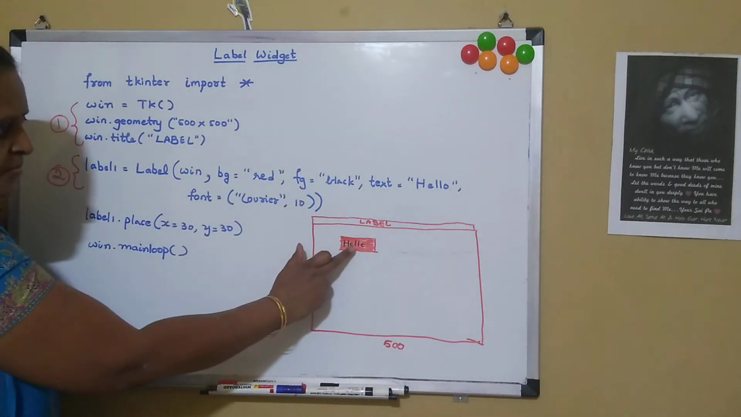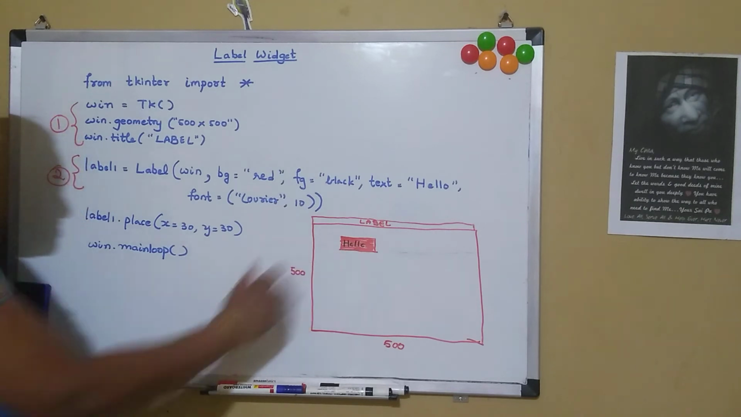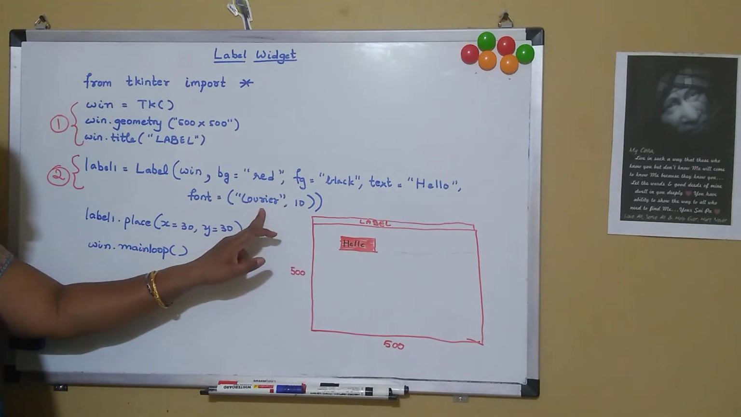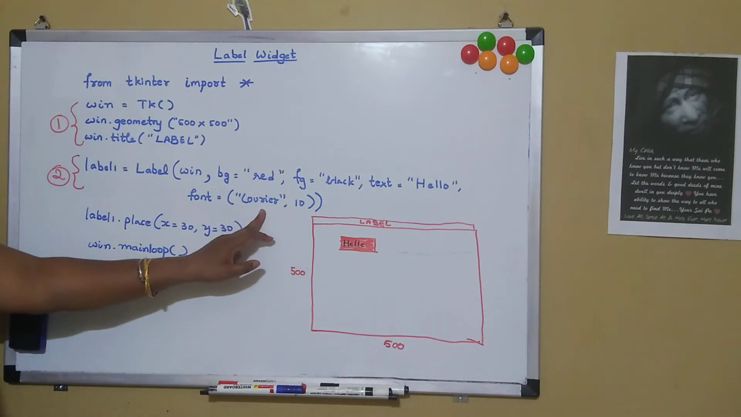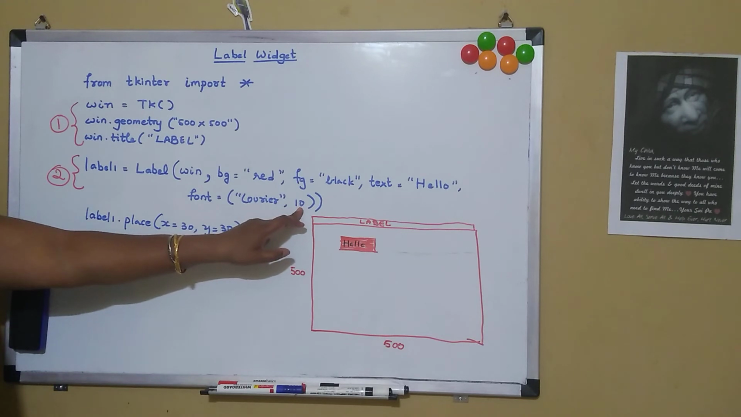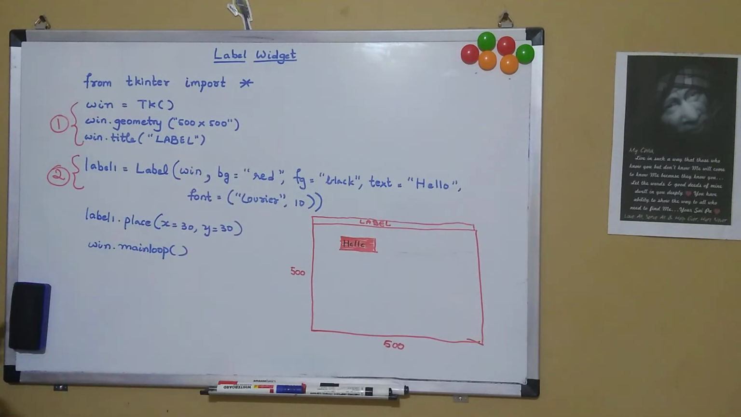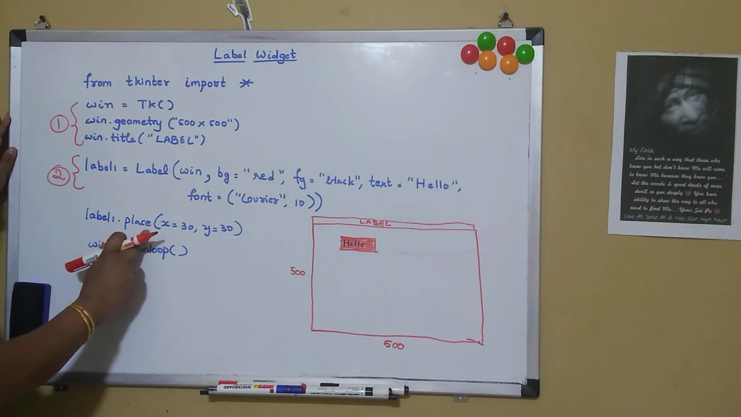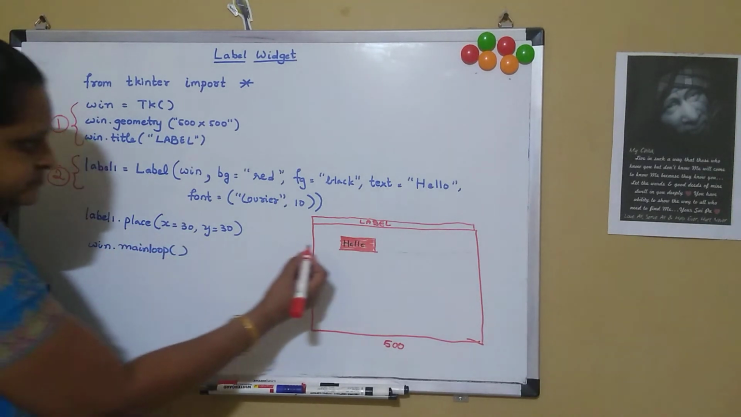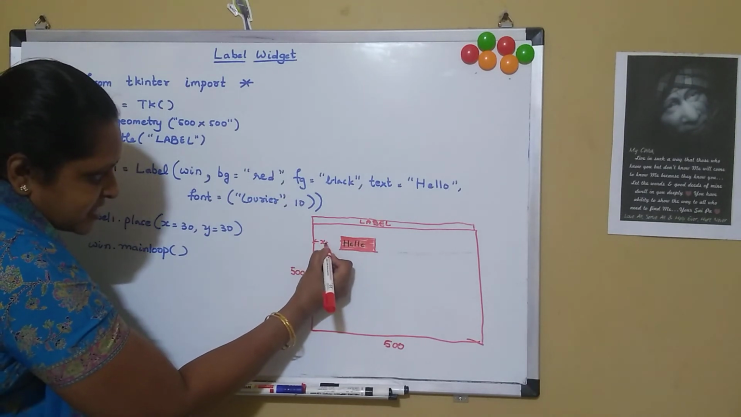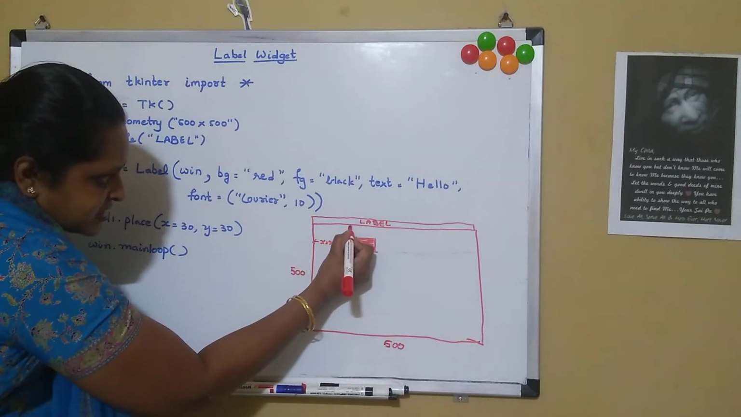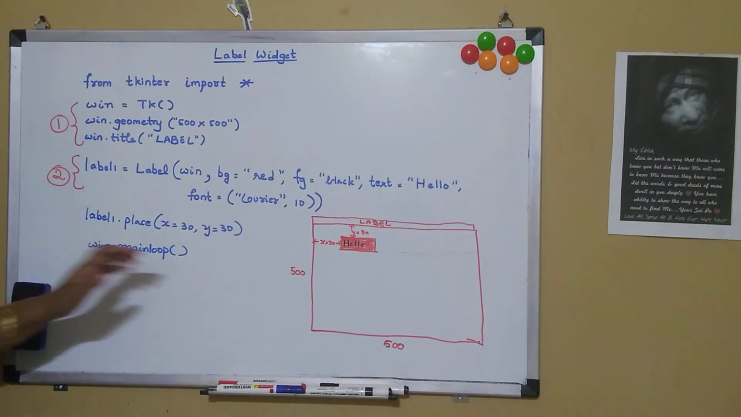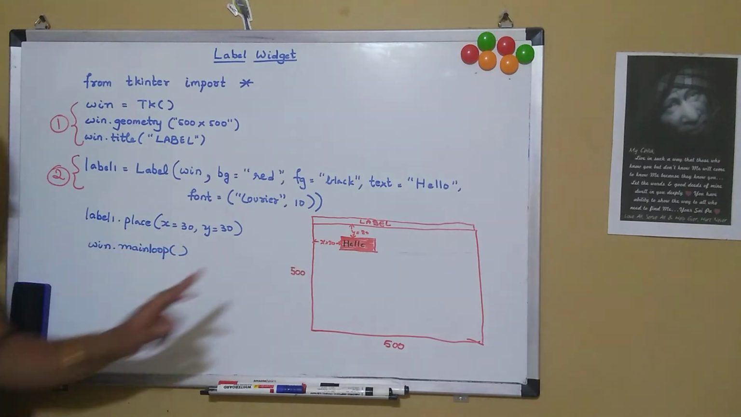And the font is nothing but Courier and size is 10. So hello is of the font Courier and it is 10. You can change it to Arial and 50, so you will get that particular font type and font size. And now I am placing it at the position where x is equal to 30 and y is equal to 30. So it will position the label widget in this particular manner.